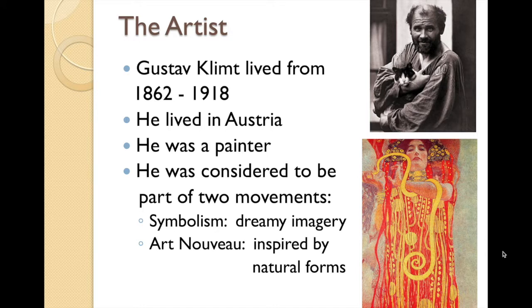He's considered to be part of two different movements. He's part of symbolism and Art Nouveau. Now, symbolism has a lot of really dreamy imagery. It's kind of light. It's not boom, right in your face like some of the artists that we've talked about. And Art Nouveau is inspired by natural forms. So like you can see here, we've got spirals and we've got dots and it's light. It's got some red in it, which is nice and bold, but it's not like really dark and heavy.